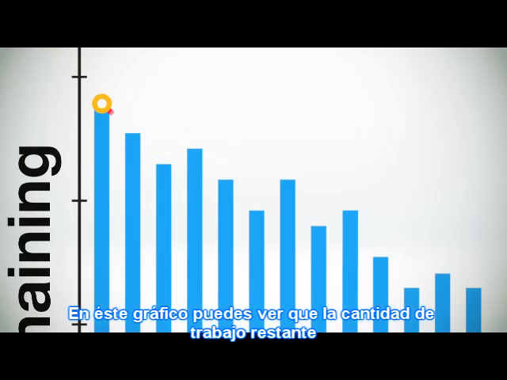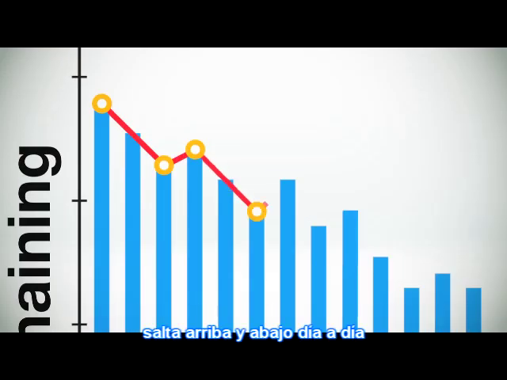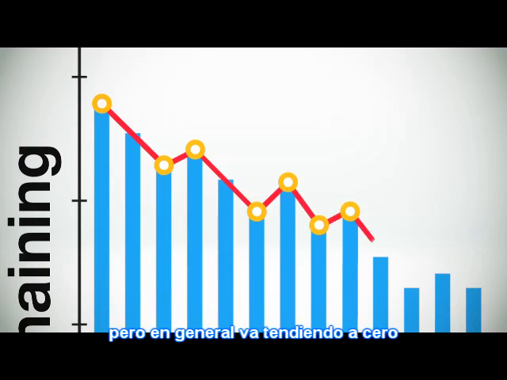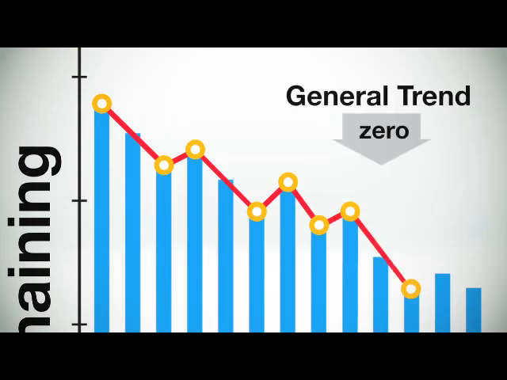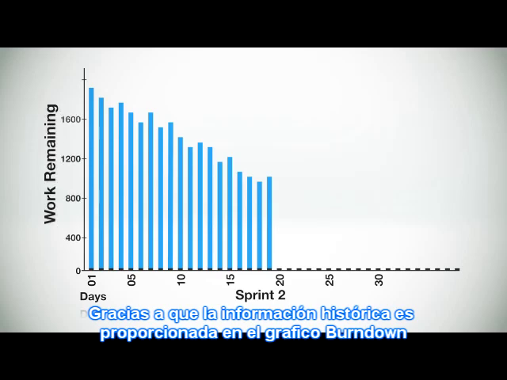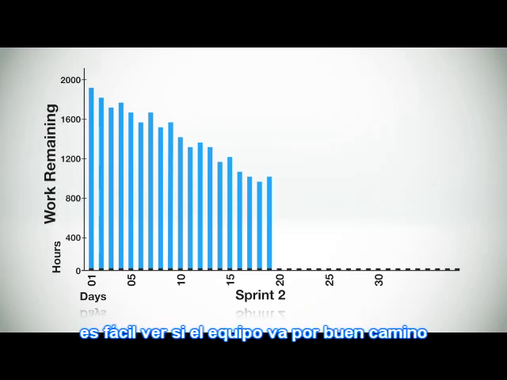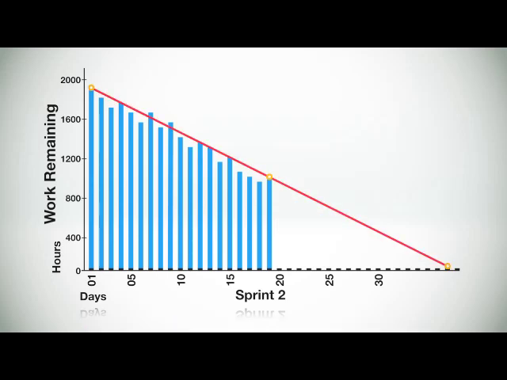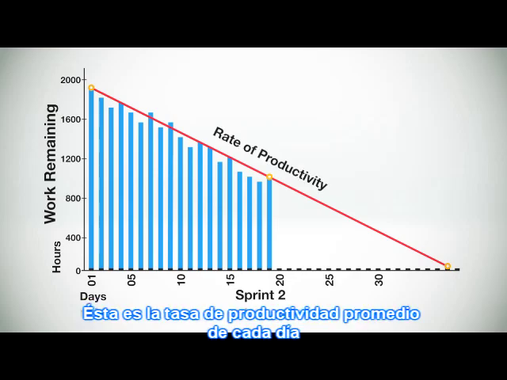In this graph, you can see that the amount of work remaining bounces up and down from day to day, but is generally trending towards 0. Because historical information is provided in the burndown chart, it's easy to see if the team is on the right track. Using the burndown chart, the team can quickly calculate this, the slope of the graph, which is also called the burndown velocity. This is the average rate of productivity for each day.